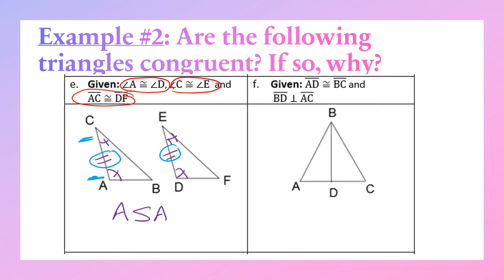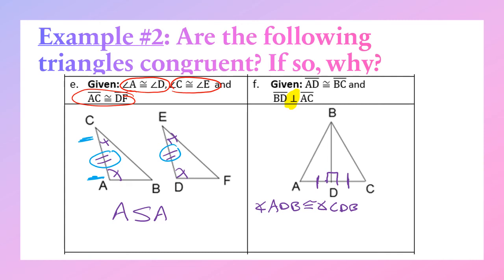All right, example F. AD is equal to BC, and BD is perpendicular to AC. So I'm highlighting and really focusing in on these important geometry symbols, they're always telling us something. Perpendicular lines form right angles. So I know that angle ADB is actually going to be congruent to angle CDB because they're both right angles.